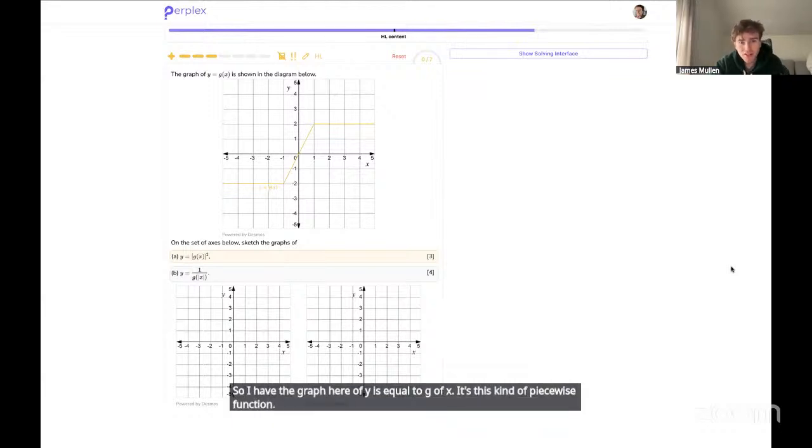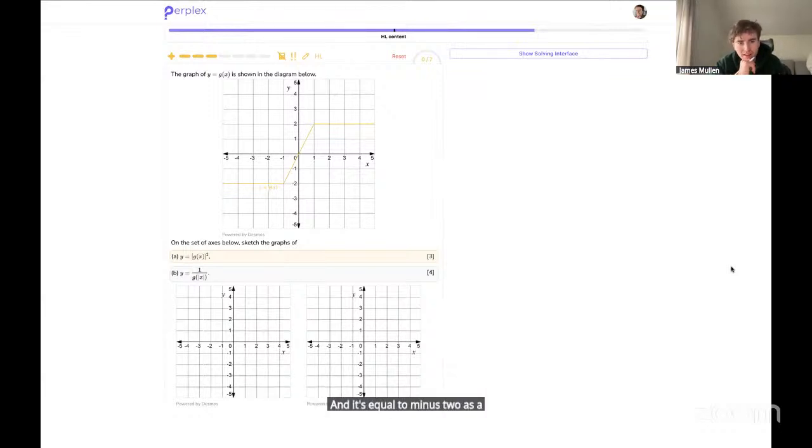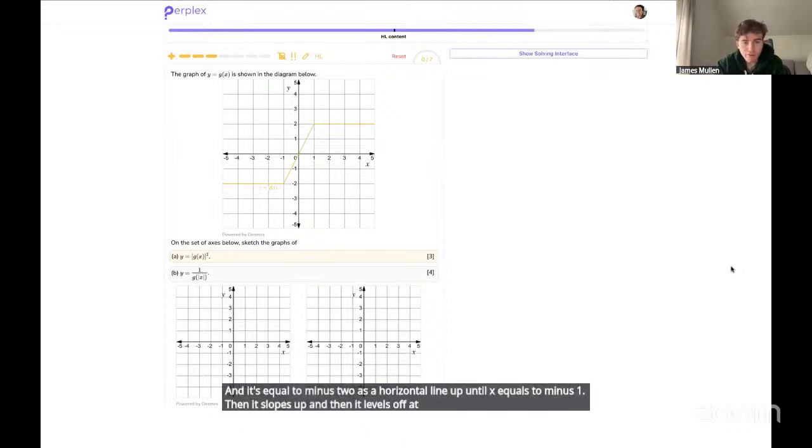It's equal to -2 as a horizontal line up until x equals -1. Then it slopes up and then it levels off at 2 again. So I want to graph first g(x) squared and then 1 over g of the absolute value of x. God, that's pretty awful. So let's start with g(x) squared.